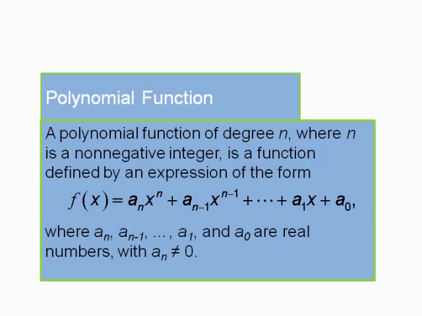So we're going to start out here defining what's called a polynomial function. A polynomial function of degree n, where n is a non-negative integer, is a function defined by an expression of this form: f of x equals a sub n x to the n power plus a sub n minus 1 x to the n minus 1 power plus dot, dot, dot, could be a whole bunch of stuff in there, or maybe nothing else, plus a sub 1 x to the first power plus a sub 0.